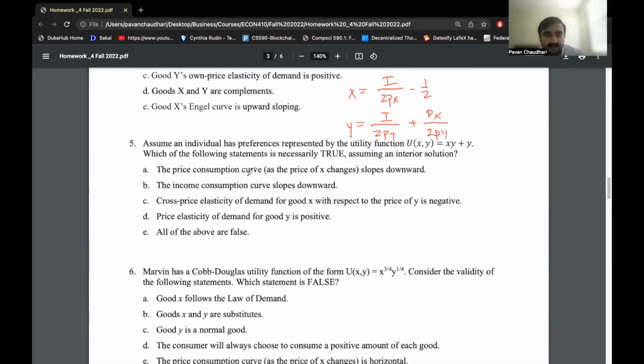Great. So it says the PCC as the price of x changes slopes downward, right? So again, for the PCC, we need 2 budget lines. We need to draw them with the price change in the middle.